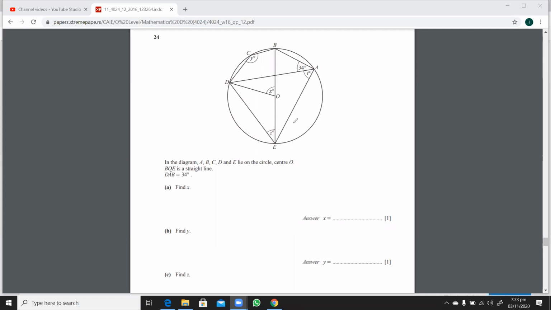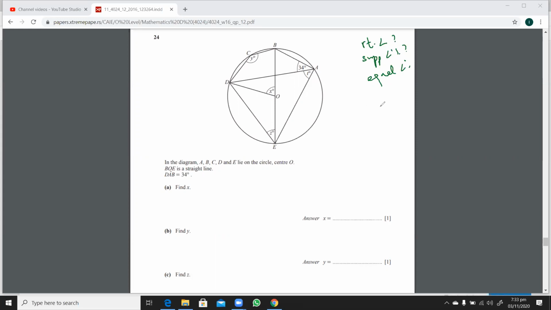Again, whenever you have questions on angles, you must have in your mind: if there is any right angle over here, if there are any supplementary angles over here, if there are any equal angles over here. Right angles are in a circle if the angle is subtended by the diameter. You see, we have a diameter over here. This BOE is the diameter.